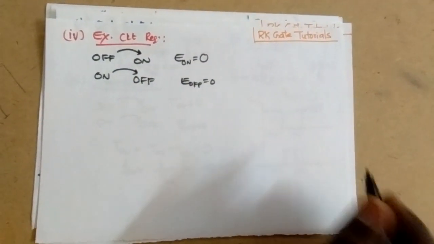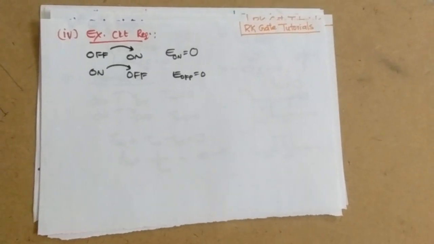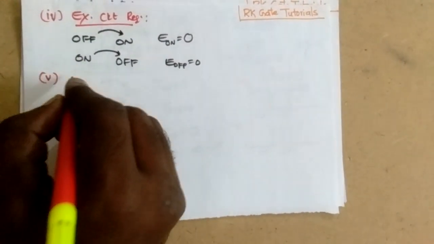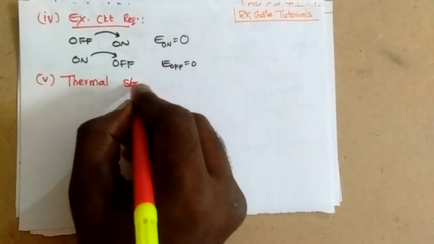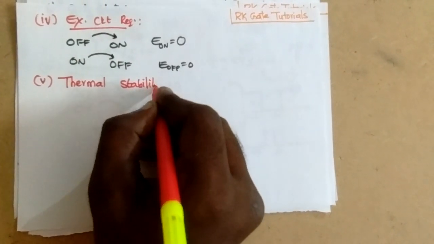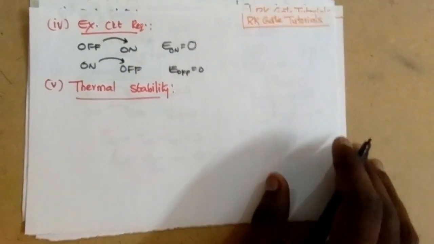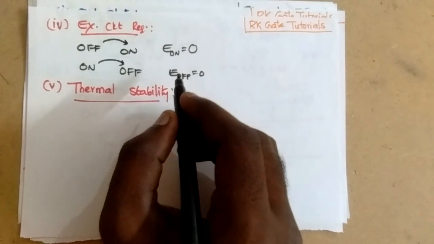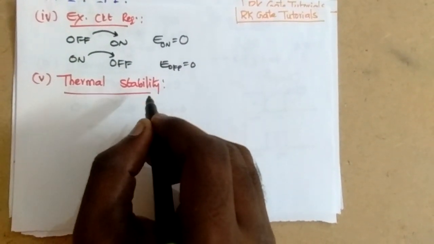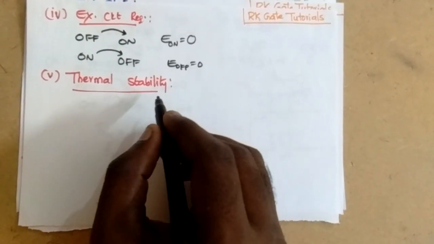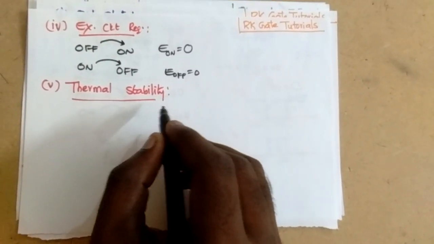I hope you understand. And let us discuss the last property, that is thermal stability. Since we are discussing the ideal switch, it should have the capability to be thermally stable for all operating conditions. It should be thermally stable for all operating conditions.